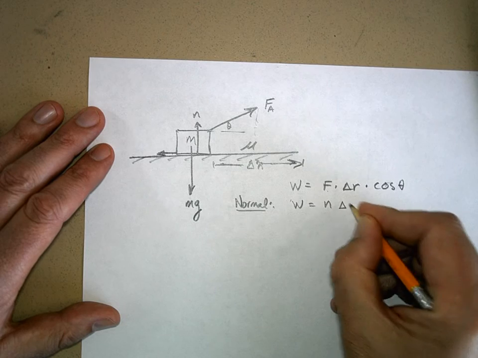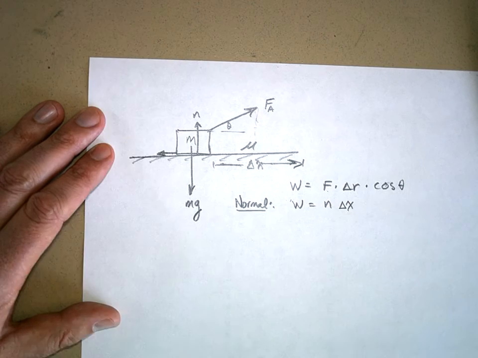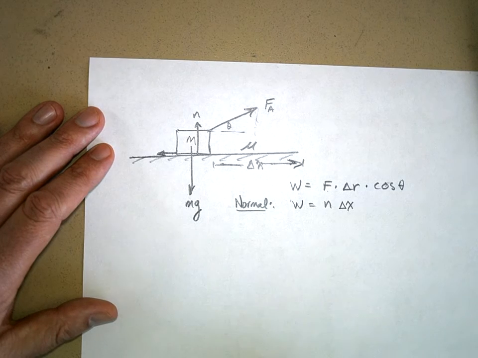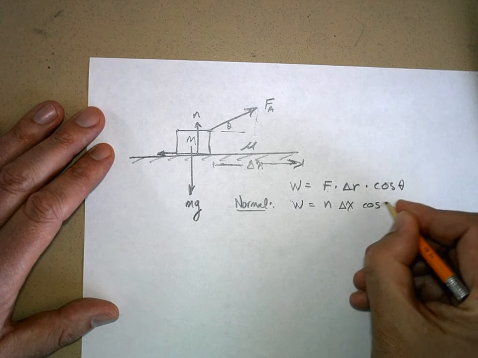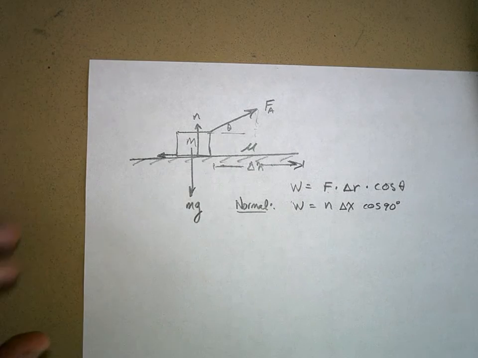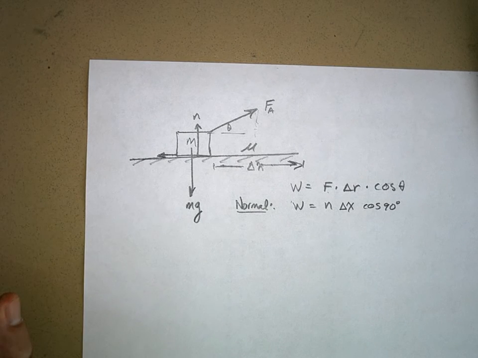My delta r is actually delta x. What's the angle between my normal force and my displacement? It's the cosine of 90 degrees. And what is the cosine of 90 degrees? It's 0, so the normal force is not doing any work. Okay, because the equation tells me so.